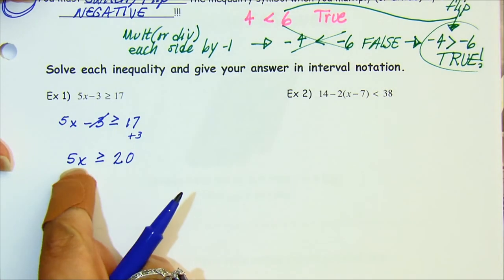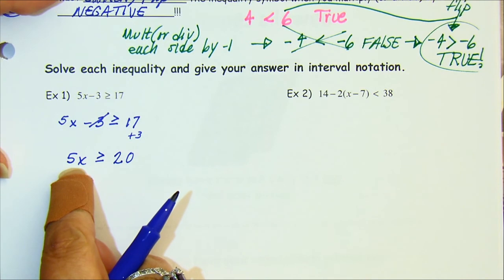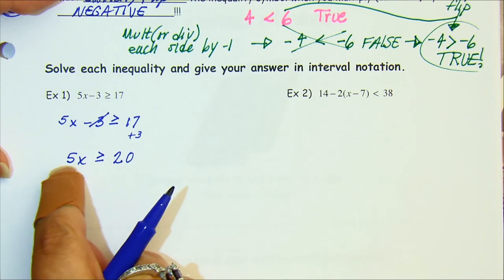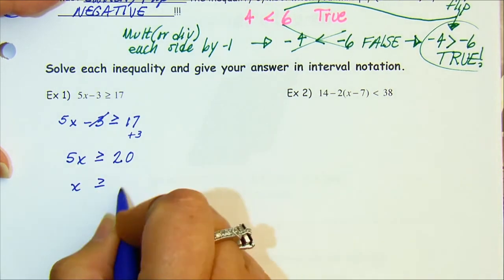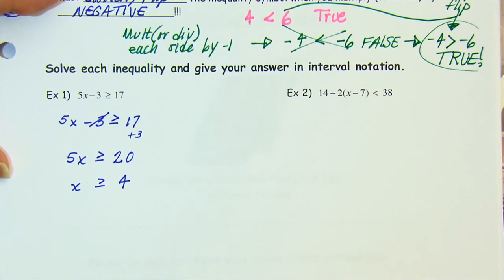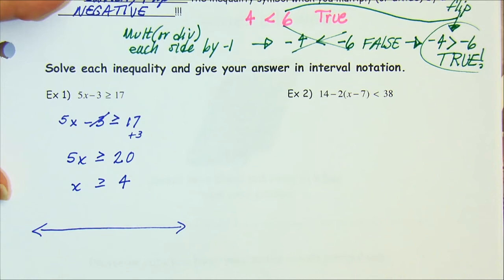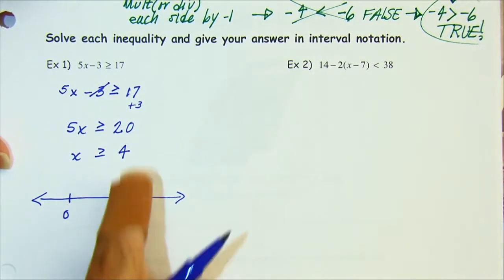Now I see an integer being multiplied with a variable x. And I know to get the x by itself, I bust apart the multiplication by division, and so I see x is greater than or equal to, well, 5 divides 20 four times. Again, I do not have to flip the symbol because I did not divide by a negative. So this is my solution, and to graph it, now we're going to draw a number line, and at the very least, I need to see 0 on your number line.